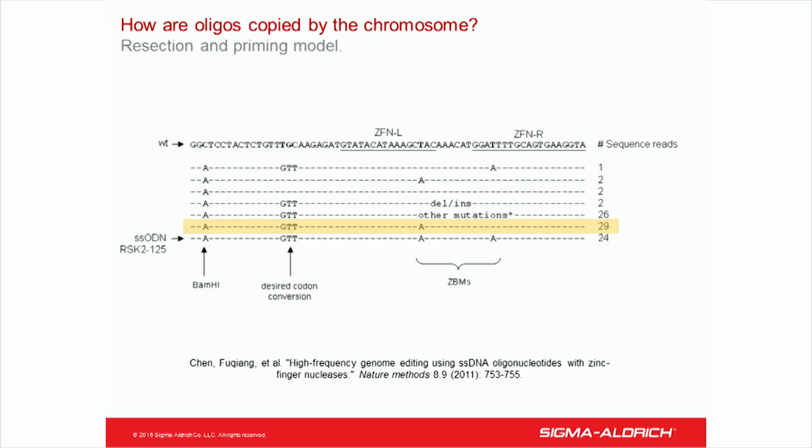Yes? Did you look at the impact of the number of variations that you incorporate in the oligo relative to the overall frequency? Not in this scenario. In this one, we had 4, 5, 6 different mutations throughout that 120 base pair oligo. And we were able to get this BamHI conversion here at about 20% in K562 cells. We never did just keep ramping it up to see where it disappeared.